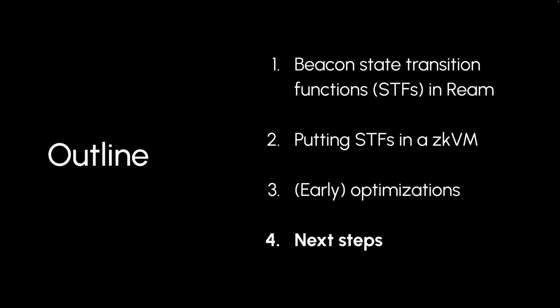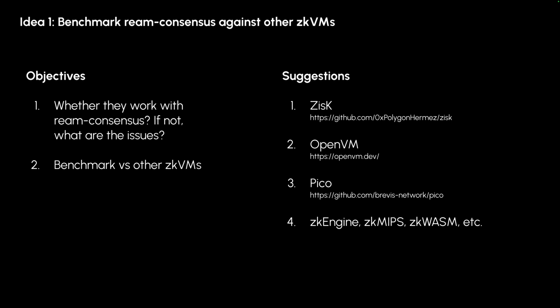So those are the early optimizations so far. Some of the next steps that I can think of right now: first is to benchmark Ream consensus again, but instead of doing it with RISC-0, Jun also did it with SP1. We could also do it with other zkVMs. Why? Basically because all these zkVMs have pretty bold claims. For example, SP1, they claim that they are already on 64-bit, while other zkVMs are on 32. So I think that would be interesting to benchmark.